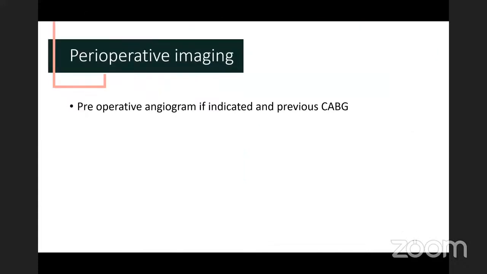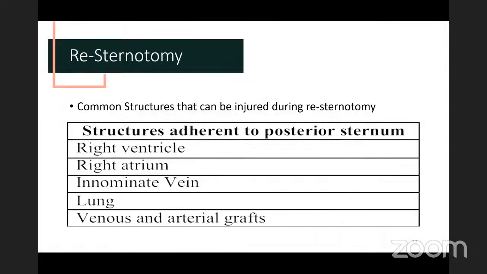All patients should be examined with an angiogram if indicated, and all patients with previous CABG should undergo angiogram prior to redo surgery to assess the patency of the graft. The common structures that can be injured during resternotomy are structures that are usually adherent to the posterior sternum, mainly the right ventricle, right atrium, innominate vein, lungs, venous or arterial graft, and also the ascending aorta.